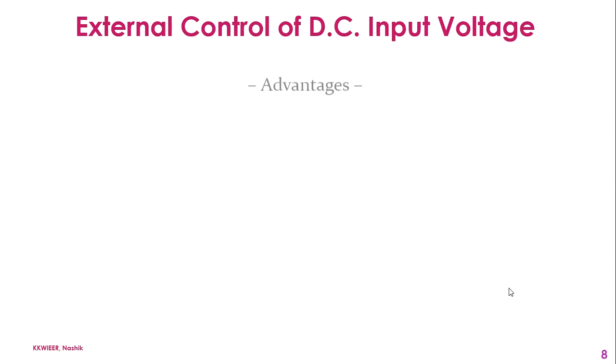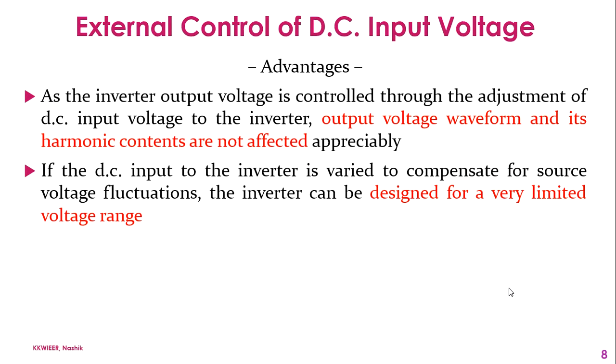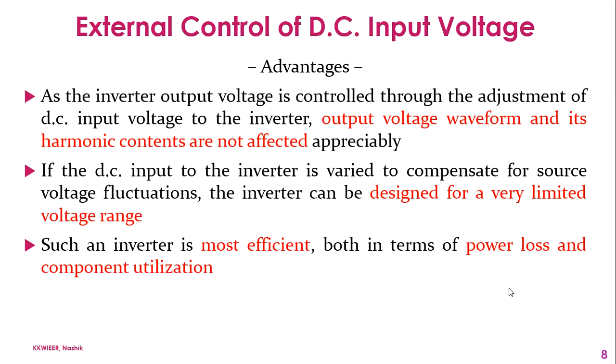Now talking about advantages, as the inverter output voltage is controlled through the adjustment of DC input voltage to the inverter, the output voltage waveform and its harmonic contents are not affected. If the DC input to the inverter is varied to compensate for the source voltage fluctuations, this inverter can be designed for a very limited voltage range. Such an inverter is most efficient both in terms of power loss as well as component utilization.